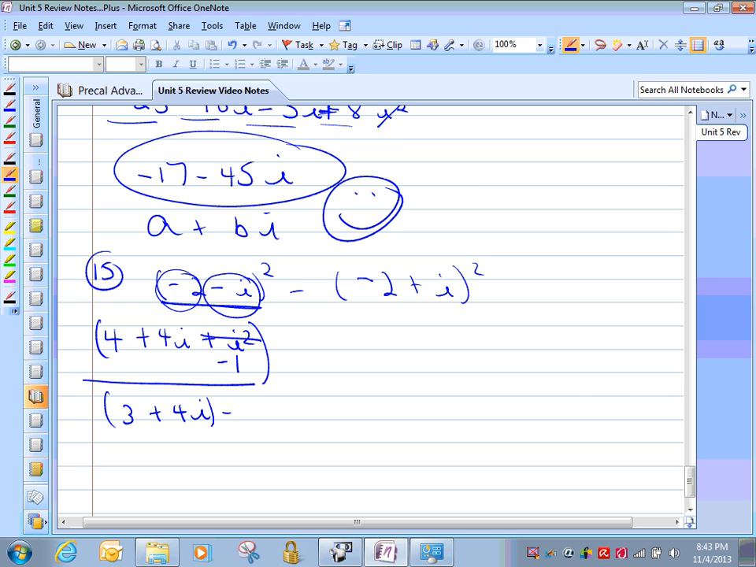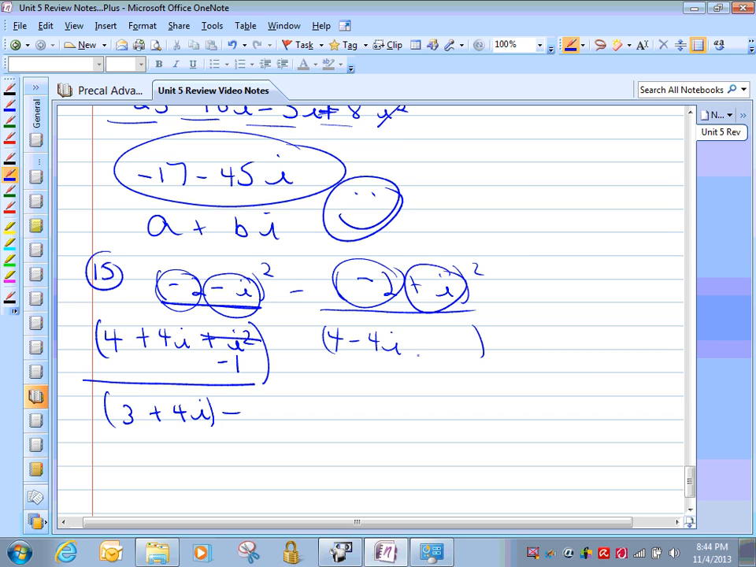All right. And then we're going to subtract, but we're going to do this one next. So again, use our shortcut. Negative 2 squared is 4. 2 times negative 2 is negative 4 times i, which would be negative 4i.